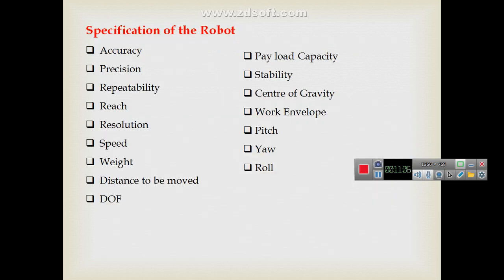So it plays a very important role in selecting a robot. Before applying, these are the specifications we have to check so we can select the robot quickly, right? Like accuracy, precision, repeatability, reach, resolution, speed, weight, distance to be moved, degrees of freedom, payload capacity, stability, center of gravity, work envelope, then pitch, yaw, and roll motions. So these are the specifications of a robot, essential for selecting the robot.